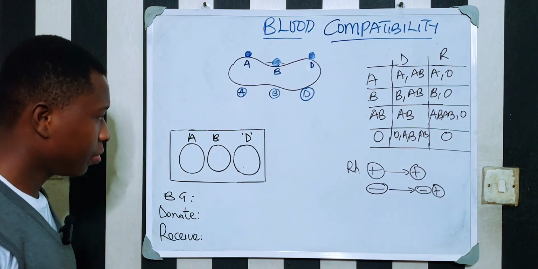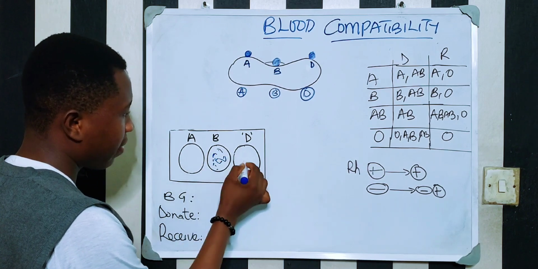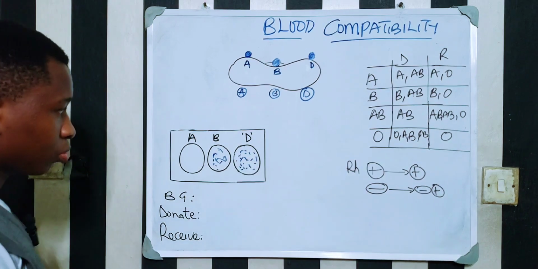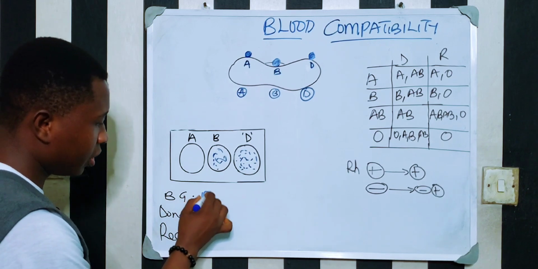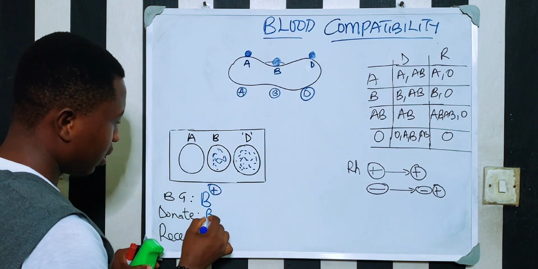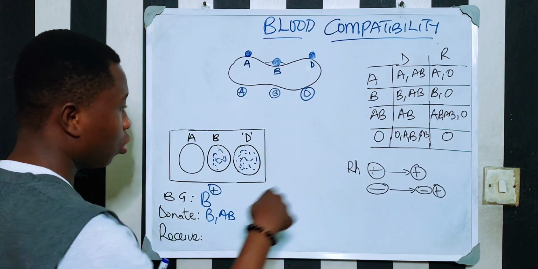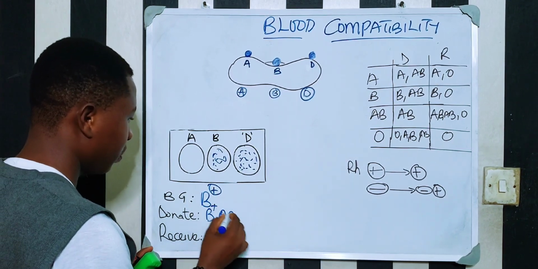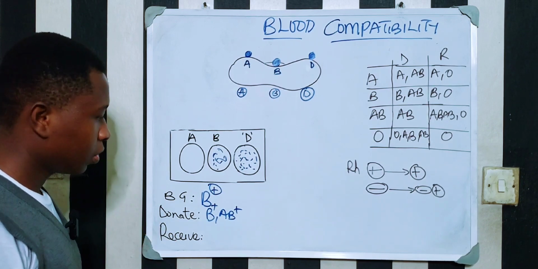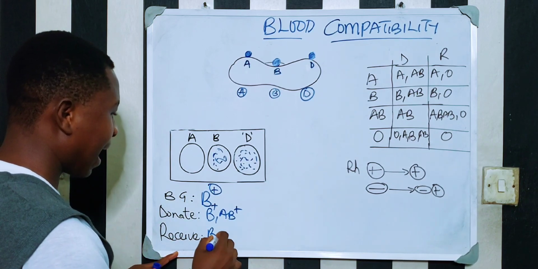Let's look at another scenario where there is an agglutination or there's a clump here, and also there is a clump here. Okay, so this blood group will obviously be blood group B positive. So who can they donate to? B can donate to B and AB, right? The resource factor says positive blood will only donate to positive blood. So B positive, AB positive. Now, who can they receive from? They can receive from themselves and O. That is B and O.